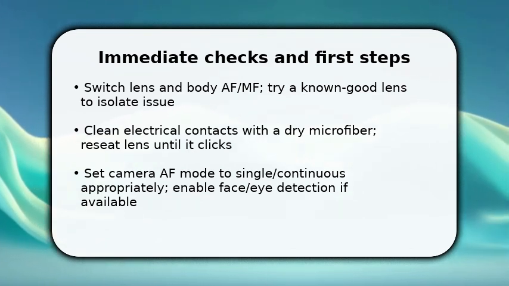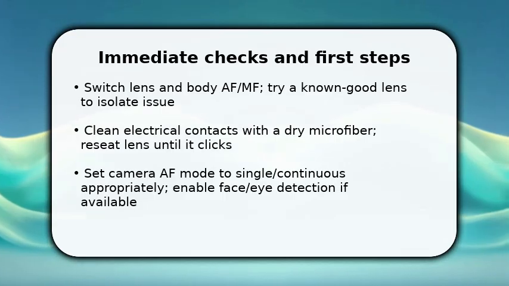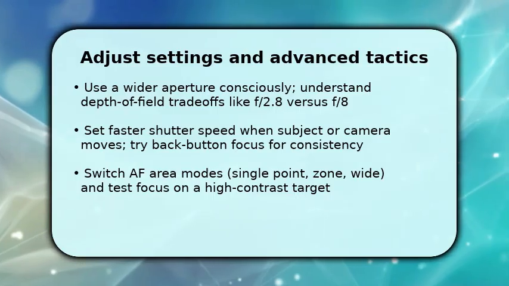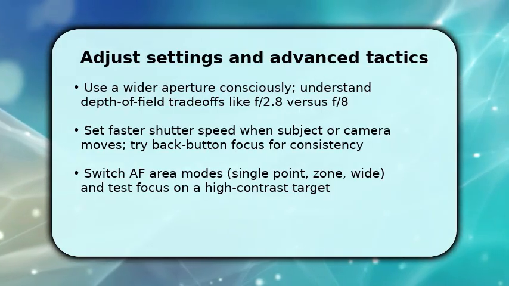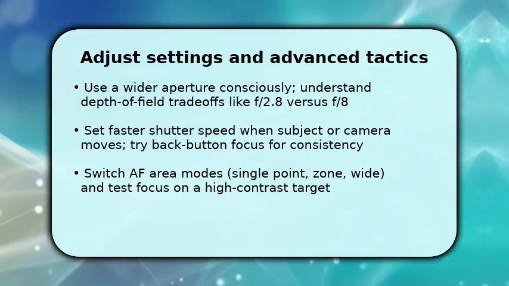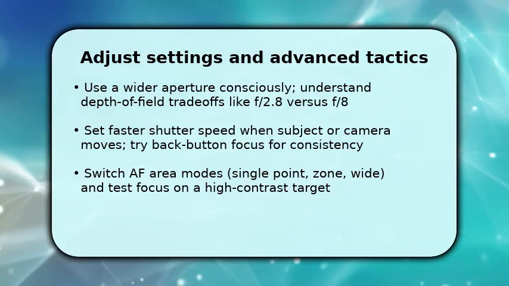Now refine how the system works. Pick aperture and shutter speed that match your subject because blur can be optical or motion-induced. Once chosen, increase shutter speed to freeze movement and reduce blur. If focusing is inconsistent, try back button focus to separate focus from the release, which often improves repeatability.